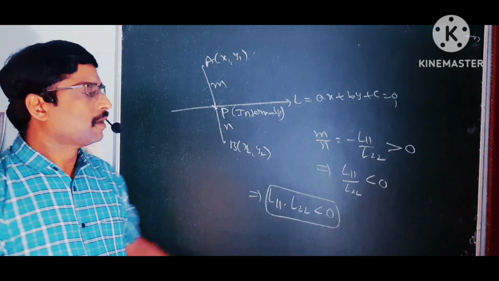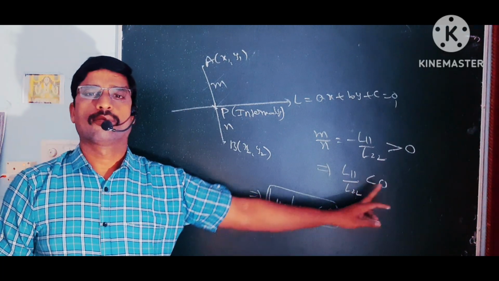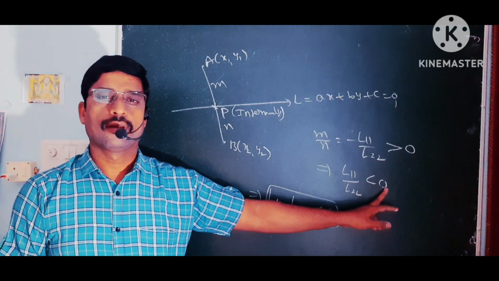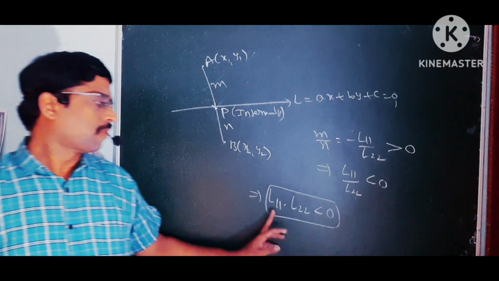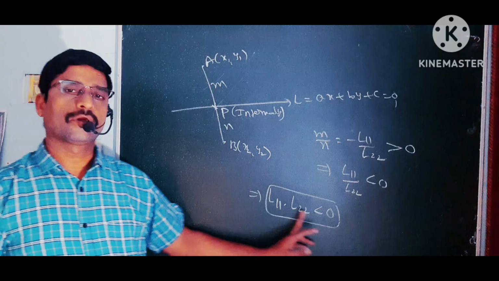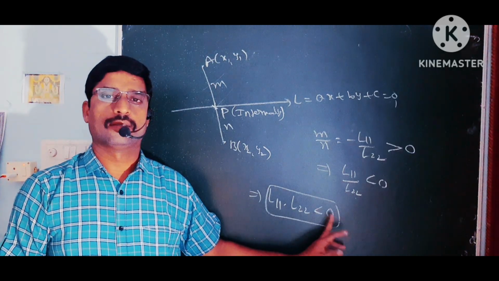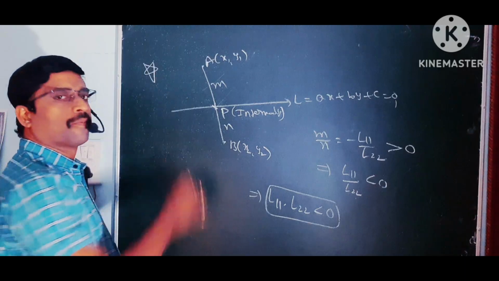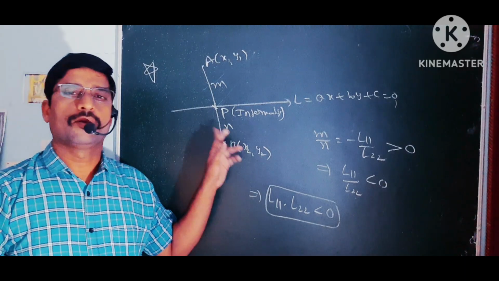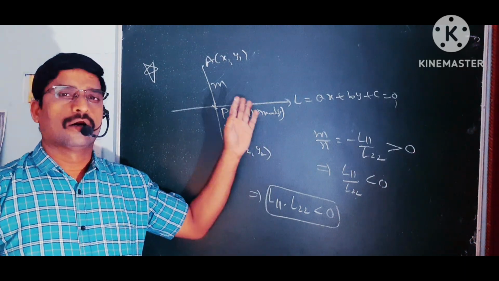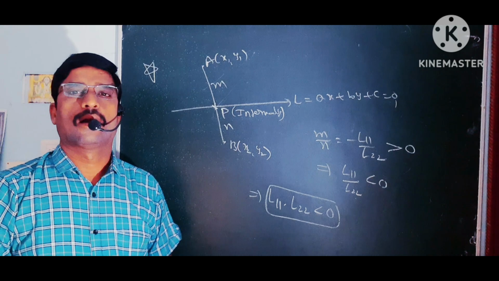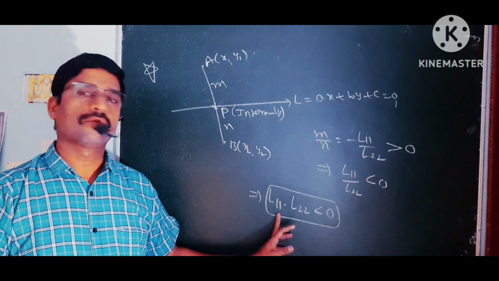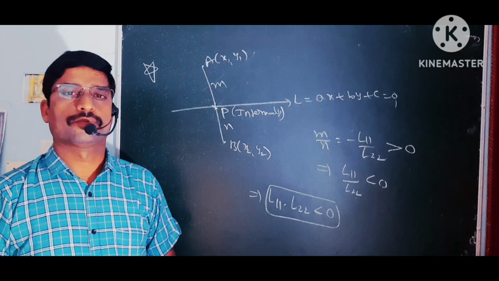Why? Because here positive by negative we get less than 0, negative by positive less than 0. So positive into negative or negative into positive is always less than 0. This is the condition. What is the point here? A and B, two points, lie on opposite sides of L equal to 0. Then what is the condition? L11 into L22 less than 0.